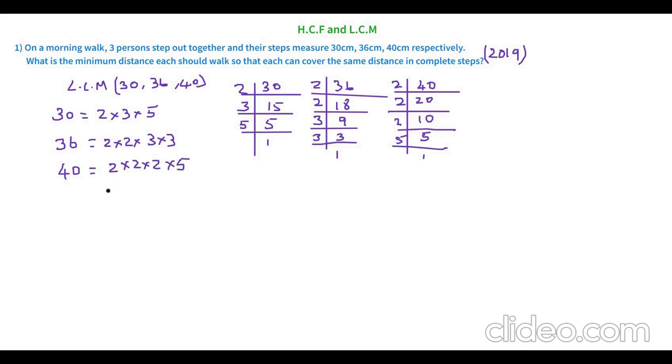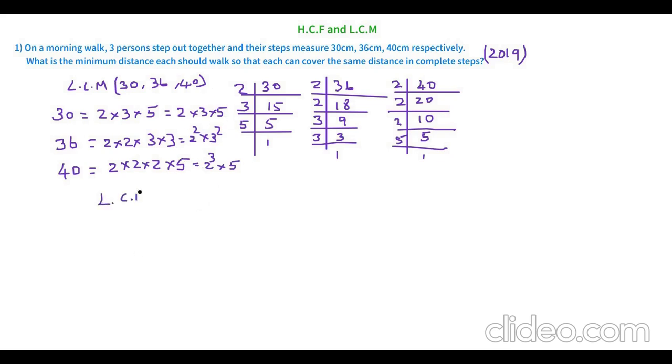Now let's find the LCM of these. For the LCM, we will take the highest powers of each. So 36 we can write as 2 square times 3 square, and 40 can be written as 2 cube times 5. So this is what has been found out.